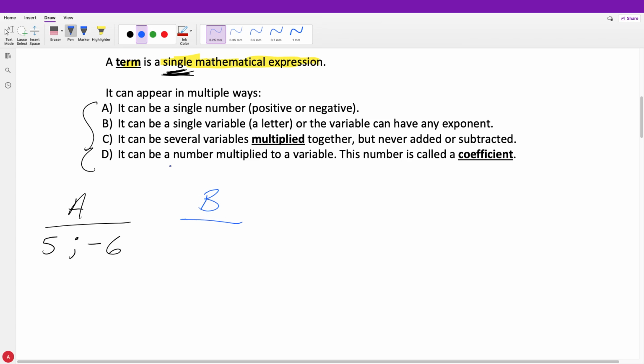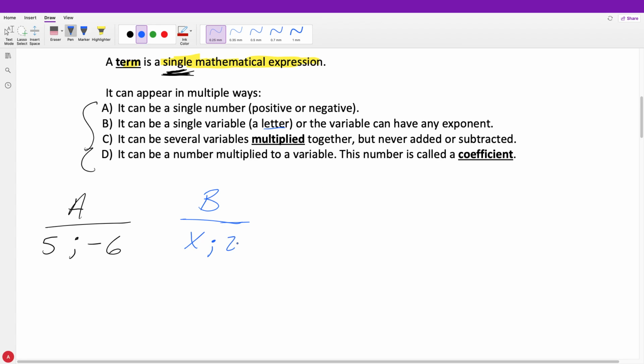For part B, it can also be a single variable. And remember, what is a variable? A variable represents an unknown. So it's a number that we don't know, and it's usually denoted or represented by a letter. It could be just a single letter, let's say x, what you might be used to seeing. Or it can be an x or a variable that has any exponent.